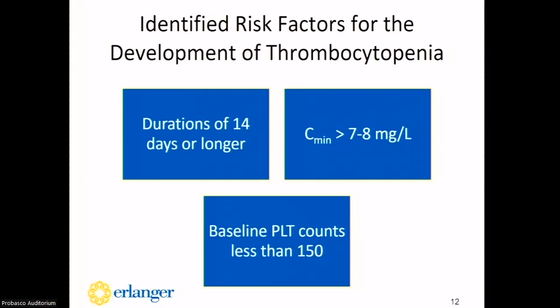Several studies have also shown increased odds of thrombocytopenia development in patients with trough values that are greater than 7 to 8 milligrams per liter, and trough concentrations greater than 8 have also shown to inhibit the synthesis of platelet precursor cells by 50%. So for these reasons, all of the studies that we talk about today define supertherapeutic or toxic levels of Linezolid as trough values exceeding 7 or 8. And then lastly, baseline platelet counts less than 150 have also been linked to the development of Linezolid-induced thrombocytopenia.